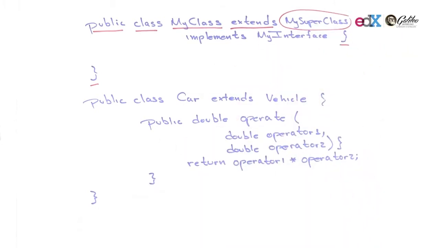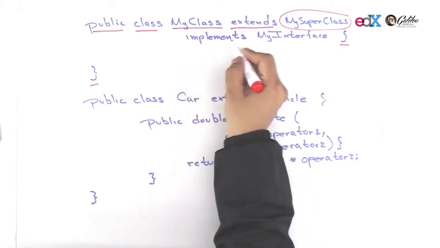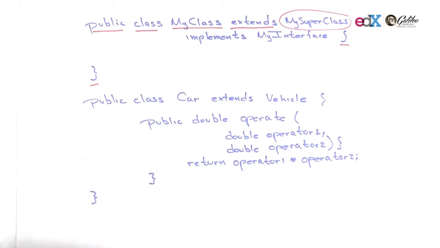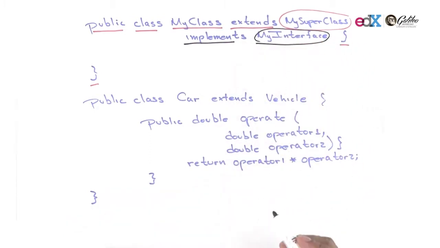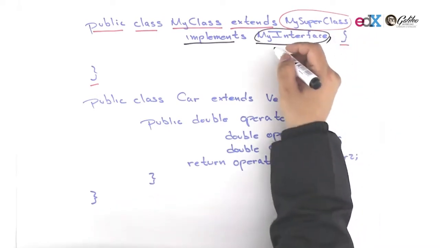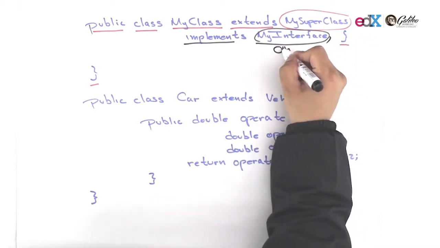Maybe you need to implement some interfaces. Then you have to add the word implements followed by the list of interfaces that you need. This list is a comma separated list for the implements section. Let's use another color. Here we have the implements word followed by the interface. In this example, my interface. If there were more interfaces, you'll have to put a comma after the name of each one.